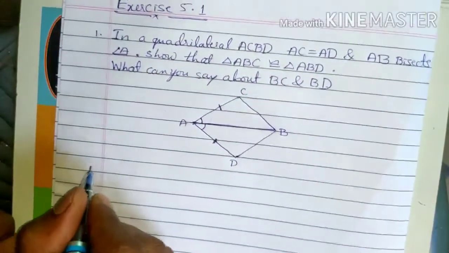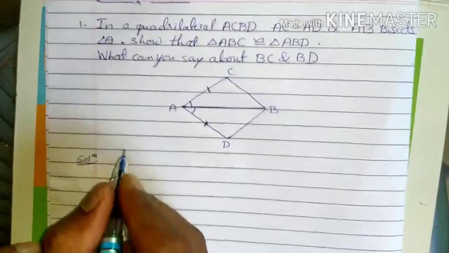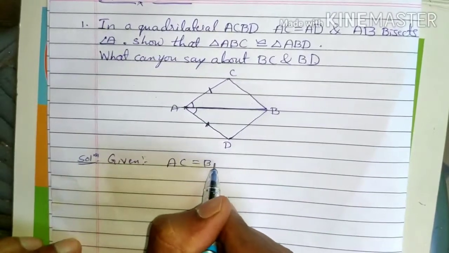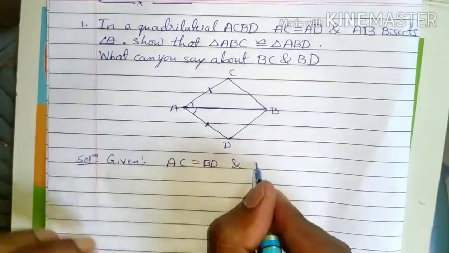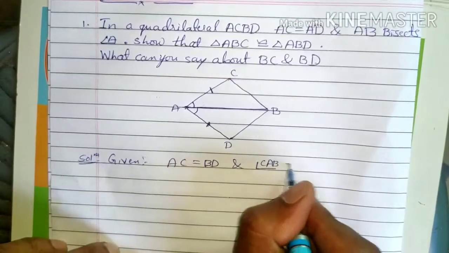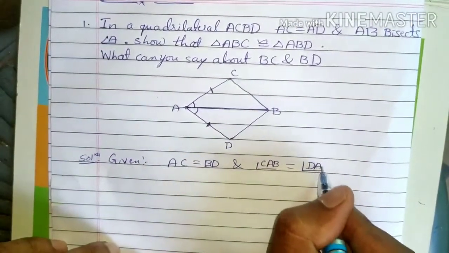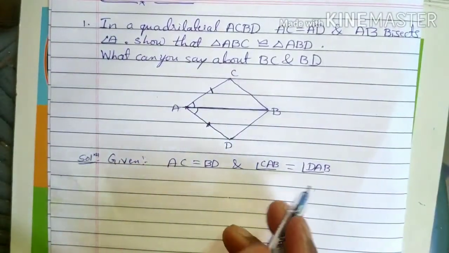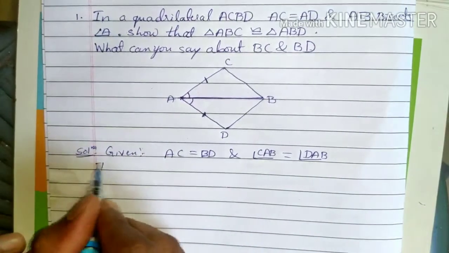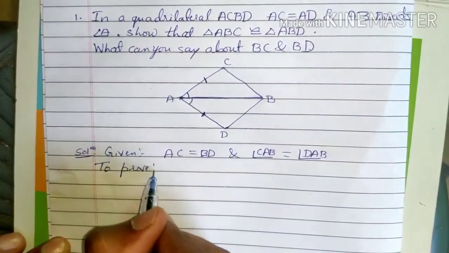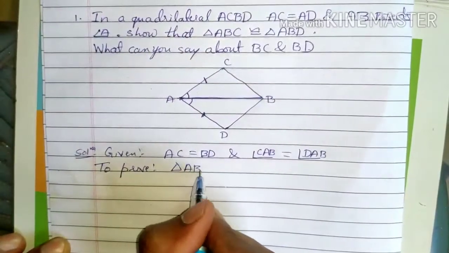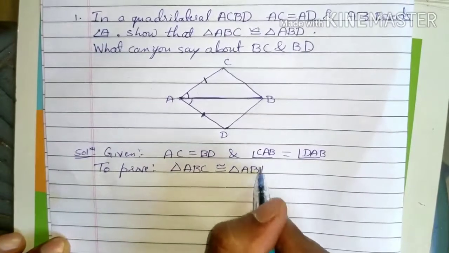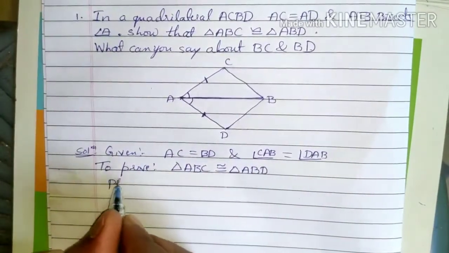Okay, so the solution. First we will write the given things. Given AC is equal to AD and angle CAB is equal to angle DAB. Bisects means these two angles are equal. To prove, what do we have to prove? Triangle ABC is congruent to triangle ABD. Okay, proof.